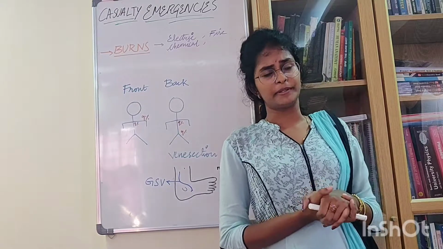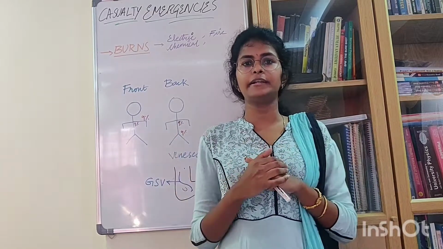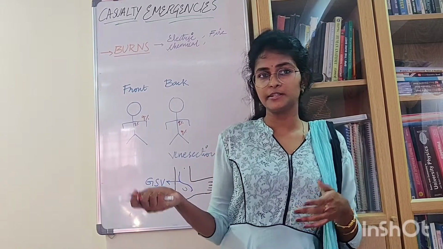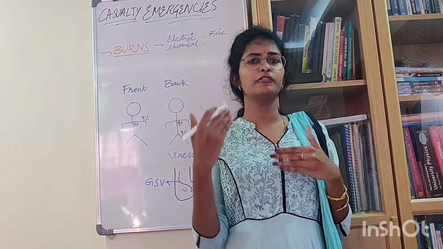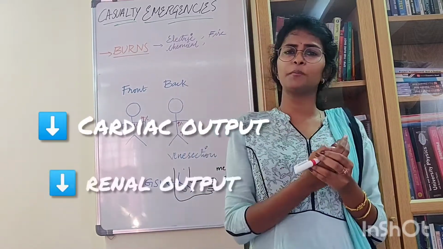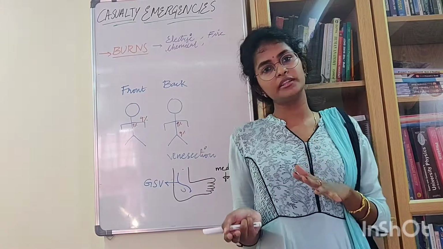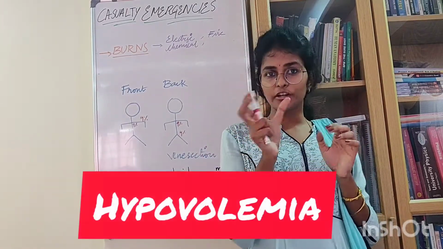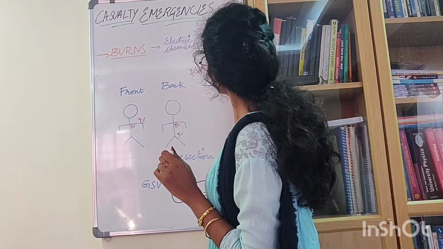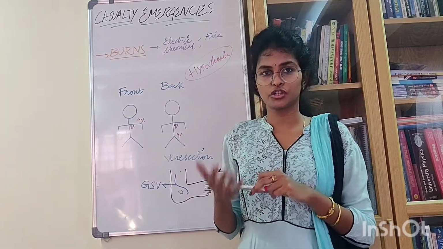So how does this happen? Whenever the skin is burnt, a greater body surface area is lost, and there is an increased vascular permeability, where a lot of vasoactive peptides are released, because of which there's a lot of fluid loss from the body. As a result, there's a decreased cardiac output and decreased renal output, leading to renal failure and then cardiac failure. So the most important thing here is hypovolemia. Got it? This is a major issue whenever you encounter a patient with burns.